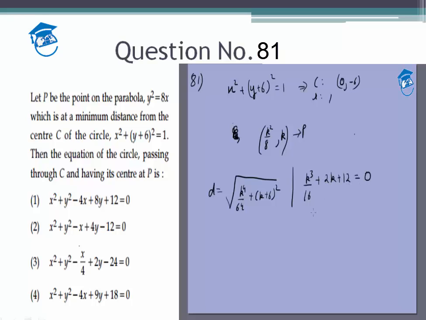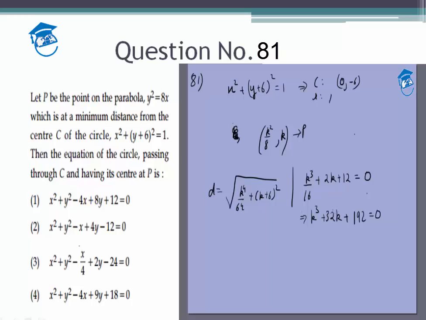This has to be equal to 0, which means k cubed plus 32k plus 16 times 12, which is 192, is equal to 0. Now we need solutions of this. There will be 3 solutions. We know how to do that. We need just one solution by inspection, and generally in JEE you will have at least one. If it's an integer solution, you can see it by inspection.